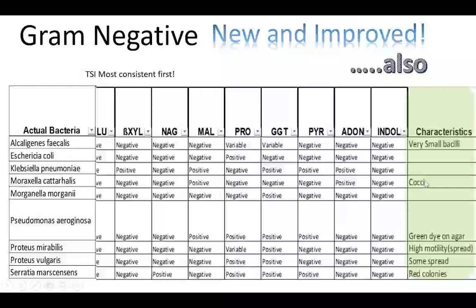If you have a coccus, it is going to be Moraxella catarrhalis because it's the only one that is a coccus. Everything else is bacillus.